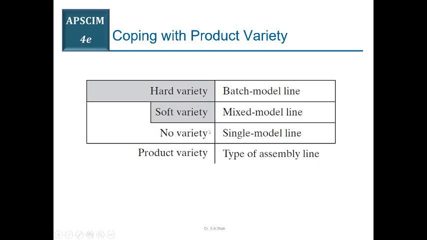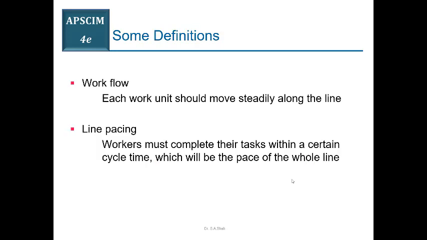And if there are no varieties, this means that it is a mass setup. एक ही टाइप का प्रोडक्ट बन रहा है, so you have no variation of the products, and normally it is considered as a single model line. Single model line means one type of product will be produced. Some of the definitions that you will come across with reference to assembly operations.